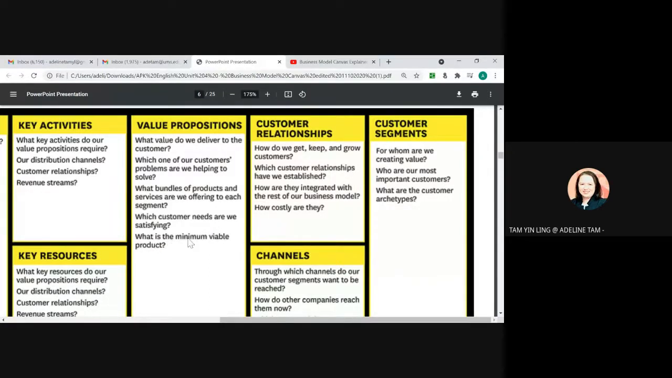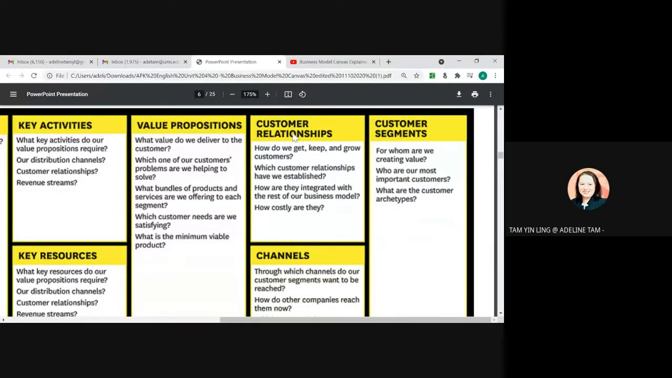Okay, so what is the minimum viable product? If a customer has a limited budget and doesn't have much money, he might say, oh, I don't want to buy everything, I just want to buy the cheapest one. So which one is the cheapest? For example, instead of buying a bundle, he buys just a nasi lemak. That is the cheapest, 2 ringgit. So you have to ask the question.